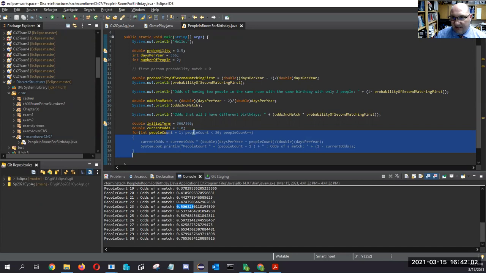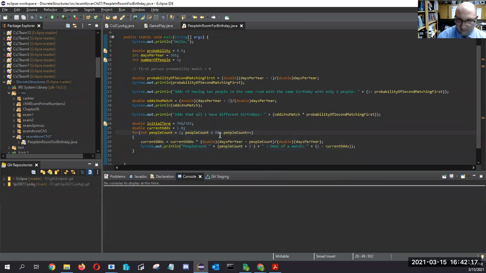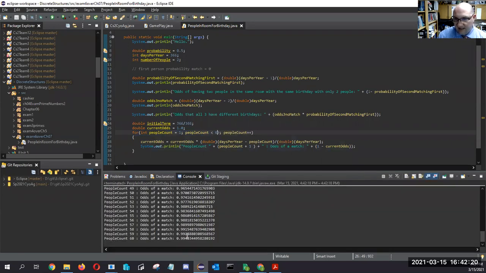So let's go ahead and let's make this up to 40 and see if that gets us to the 99. Nope. 50, 97, 60, 99. There we go. So 59 is not quite there. Well, no. It looks like, for my money, I would call 55 people in the room as the right number of people in the room, because that's going to round up to 0.99.